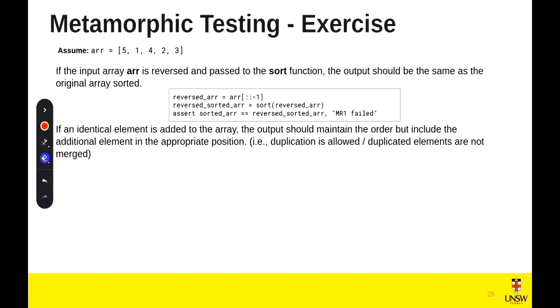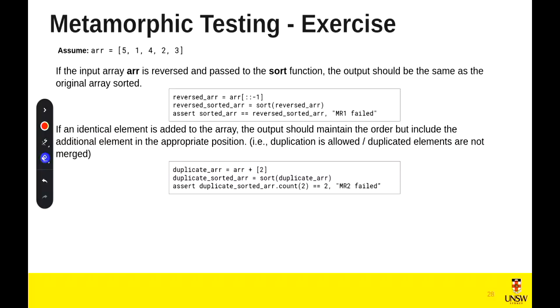The second one is: if we add some duplicated elements into the array, they should be put into the correct position, and they shouldn't be eliminated. So we should have multiple elements with the same value. This is because some implementations of sorting algorithms may eliminate duplicates during the sorting. So this checks that we have preserved the duplication.